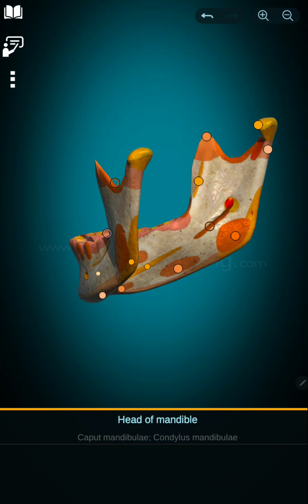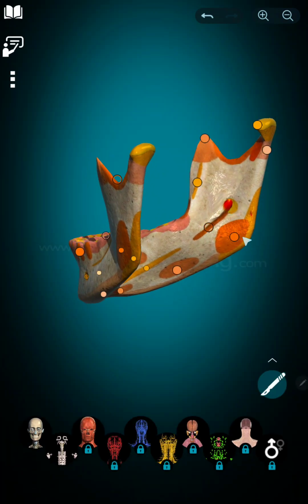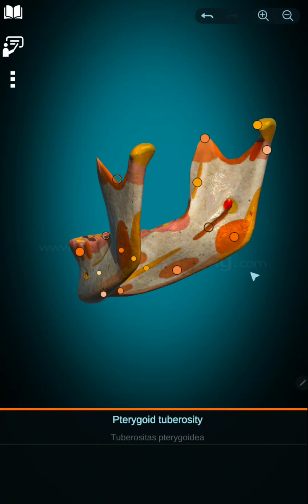Clear? Now going ahead, that is the mylohyoid groove. What is the mylohyoid groove? It begins just below the mandibular foramen. This is the mandibular foramen. What is this? Pterygoid tuberosity. What is this? Submandibular fossa. We studied this submandibular fossa in the previous lecture. What is this? This is the mylohyoid groove.